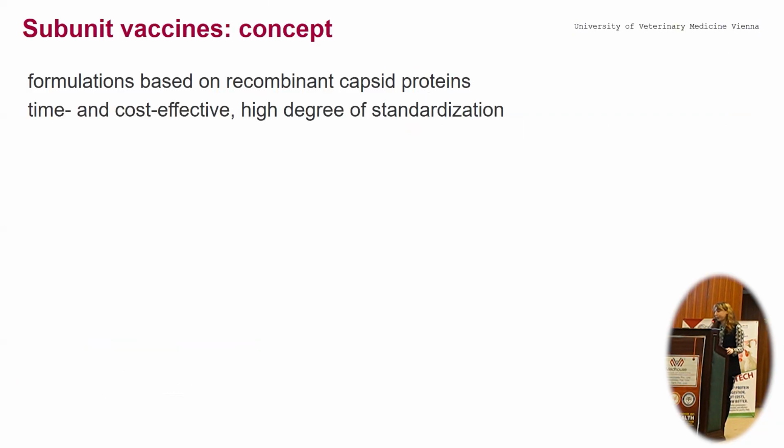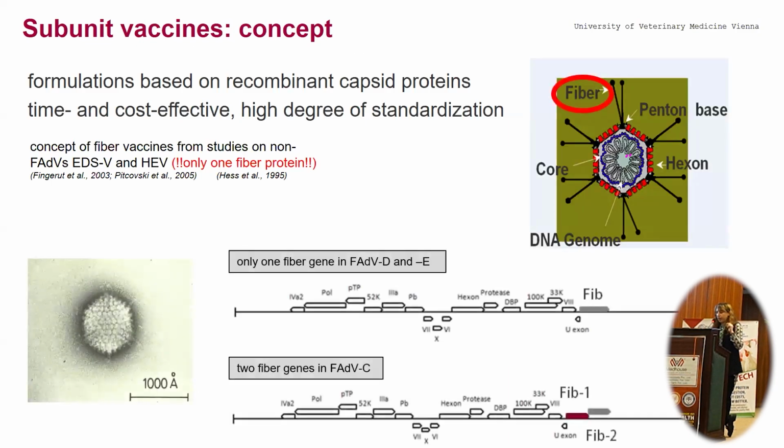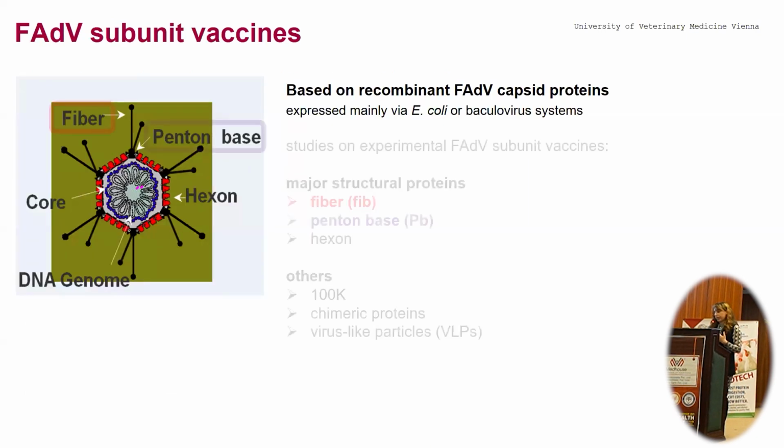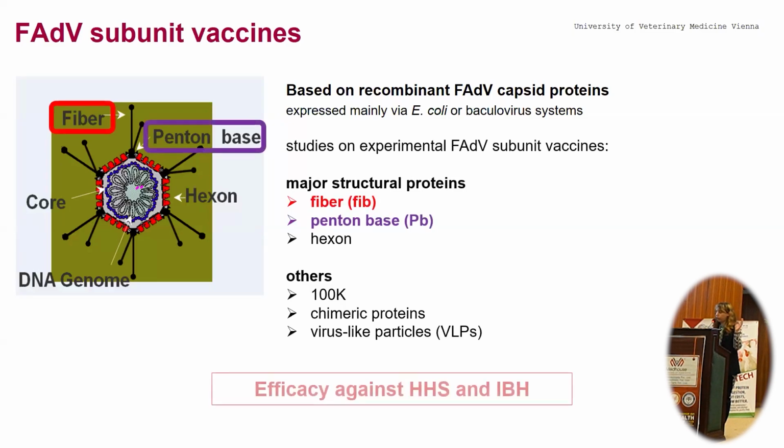So subunit vaccines have already been described. In the case of Fowl Adenovirus, the formulations are based on recombinant capsid proteins. And this concept has been borrowed from studies on other viruses, such as ADS-V virus and HEV. But these adenoviruses only have one fiber, as opposed to the situation of Fowl adenovirus, as we have seen. So the antigenic composition is a little bit more complex in this case. This is a list of what has been described in the literature. We will go through it, don't worry.